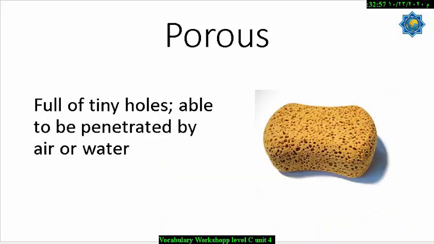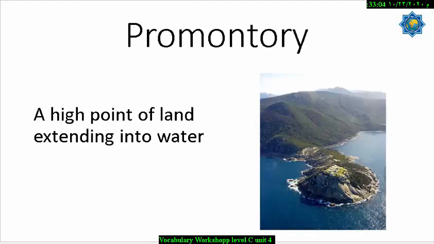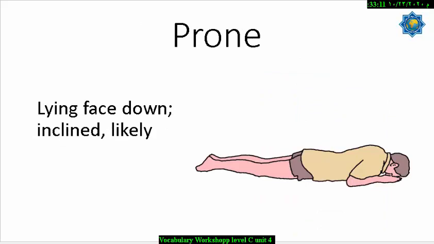Porous is an adjective which means full of tiny holes or able to be penetrated by air or water. Promontory is a noun which refers to high point of land extending into water. Prone is an adjective which means lying face down or inclined or likely to happen.